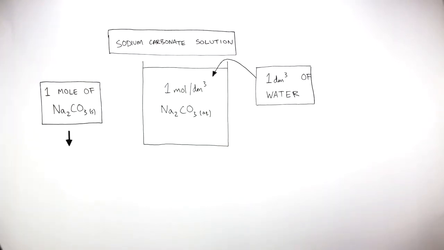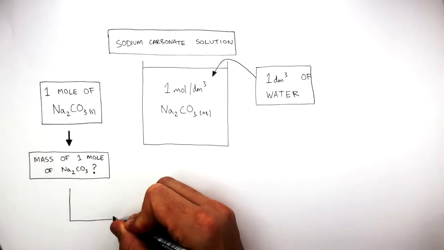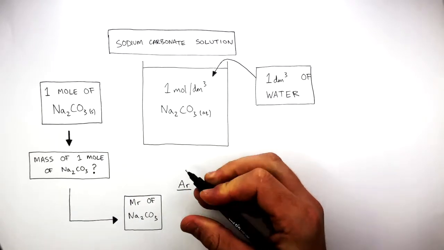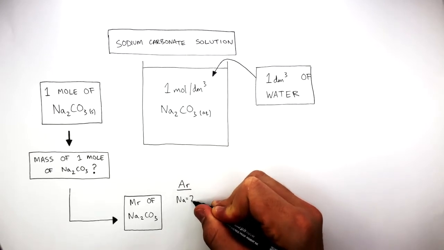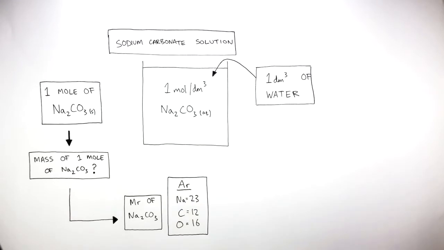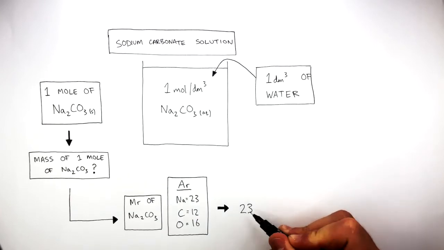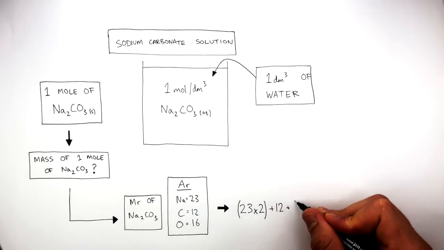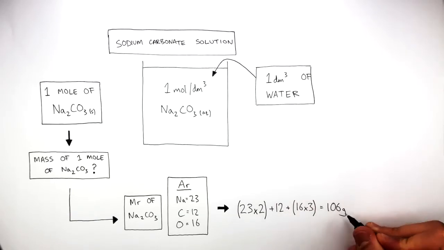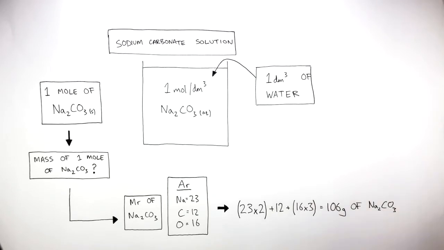And to figure out what is the mass of 1 mole of sodium carbonate solute, well, we need to figure out the Mr of the sodium carbonate. To do this, we need the Ar of each element. Sodium has an Ar of 23, carbon is 12, and oxygen is 16. So the mass of 1 mole of sodium carbonate can be figured out by doing 23 times 2 plus 12 plus 16 times 3. This equals 106 grams of sodium carbonate, which dissolved in 1 decimeter cubed of water.